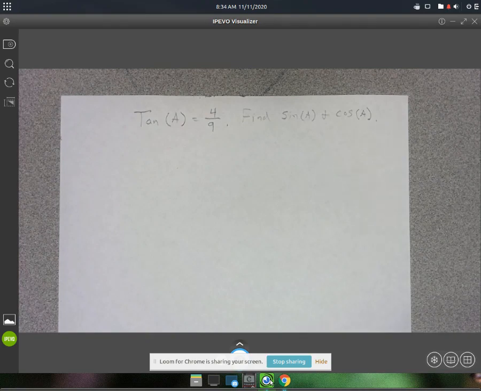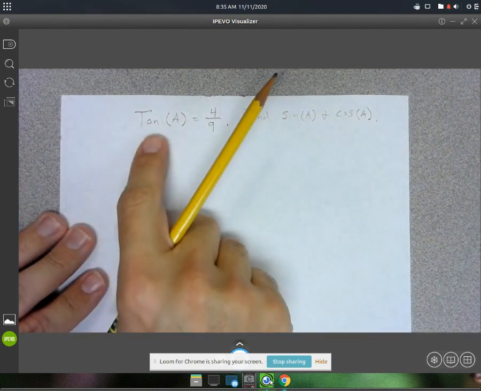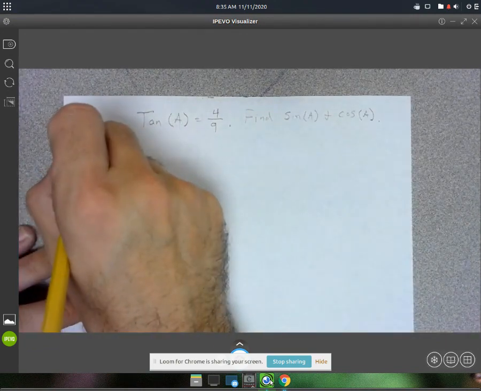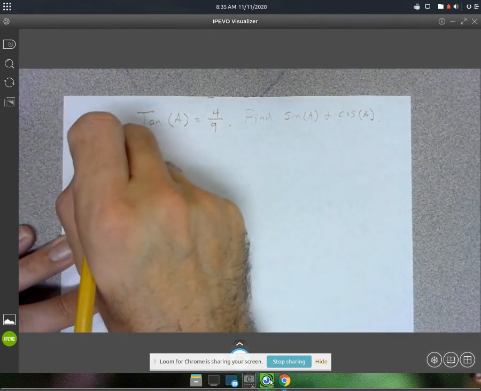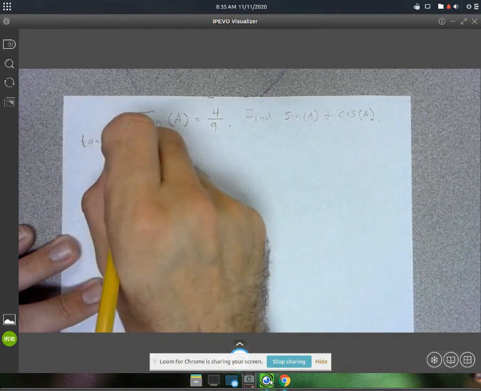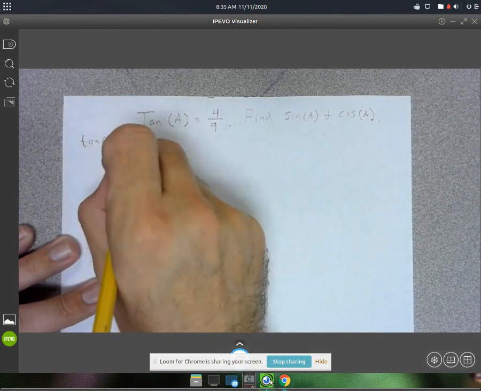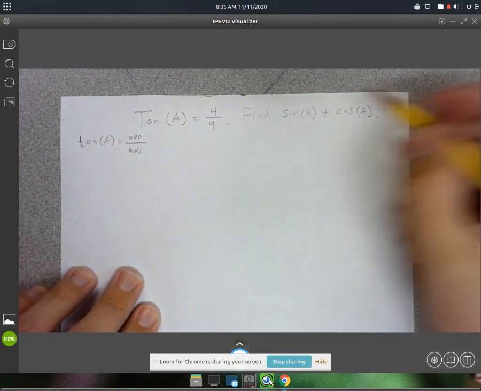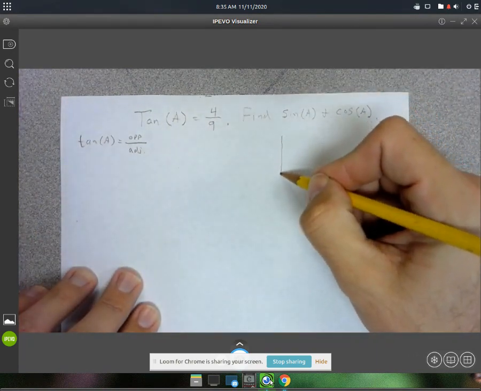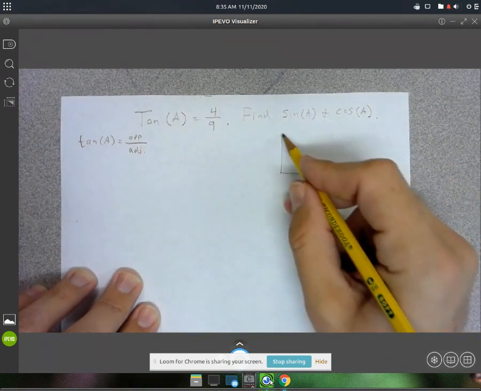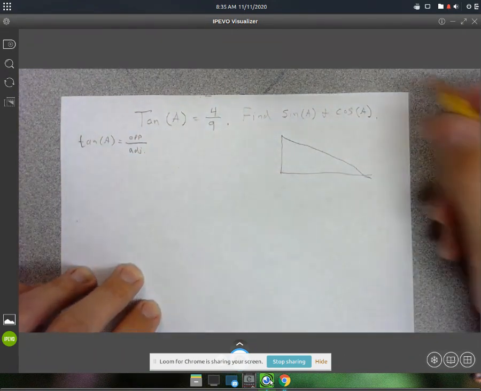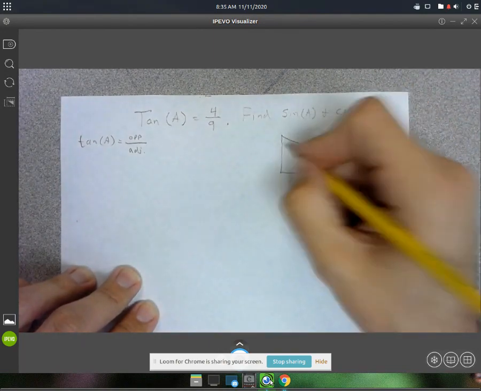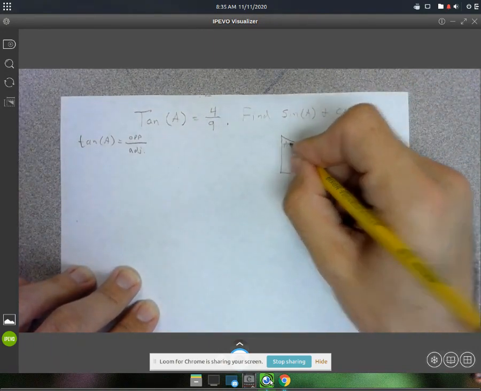Type of example from last time, except instead of being given sine, we're given tangent this time. Remember, tangent is always opposite over adjacent. Let me draw just a random right triangle here. We don't know exactly which one of these to let be our A yet, so I'm just going to pick one here. I'll let that be A.